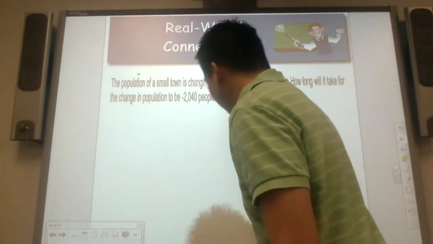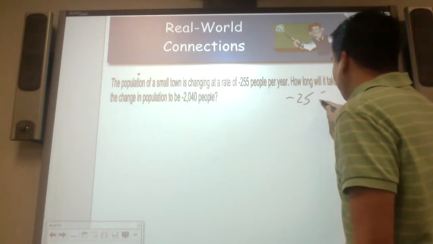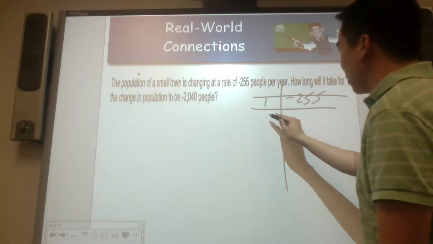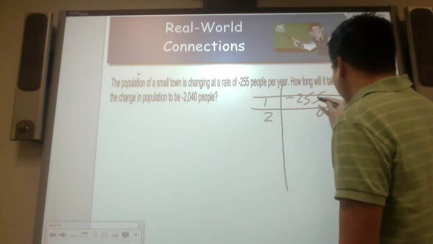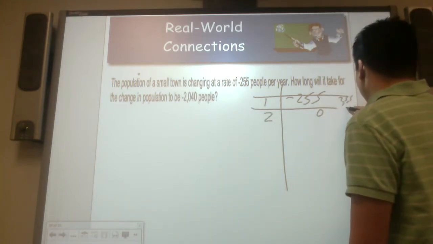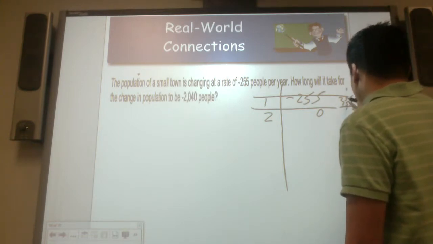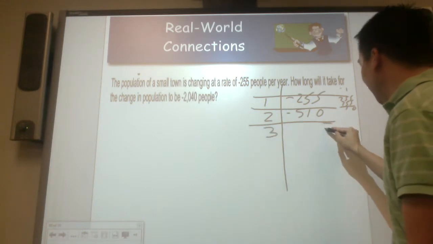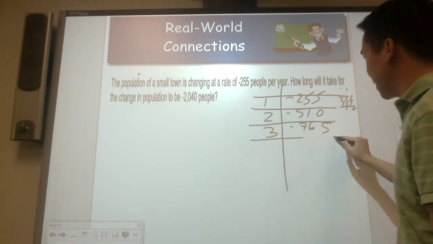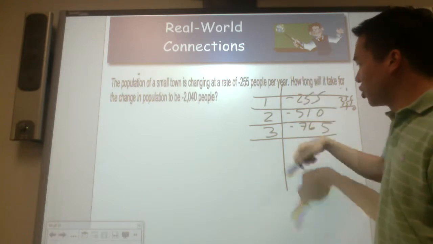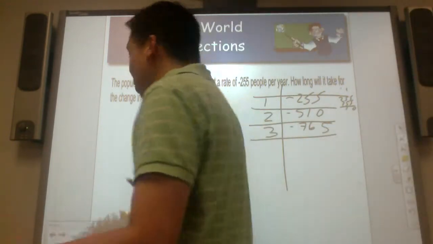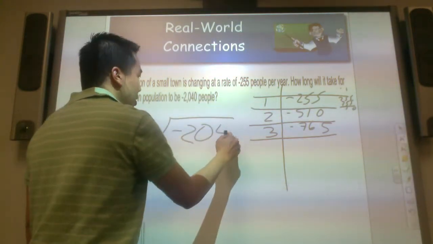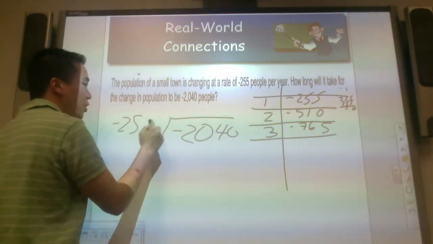A couple ways you can do it. You can do it this way. First year, Year 1, it lost 255 people. Year 2, it lost, let's see, 255, carry 1. It lost 510 people. Year 3, it lost 765 people. And so on and so on. Or you could divide the two numbers: 2,040 divided by negative 255.